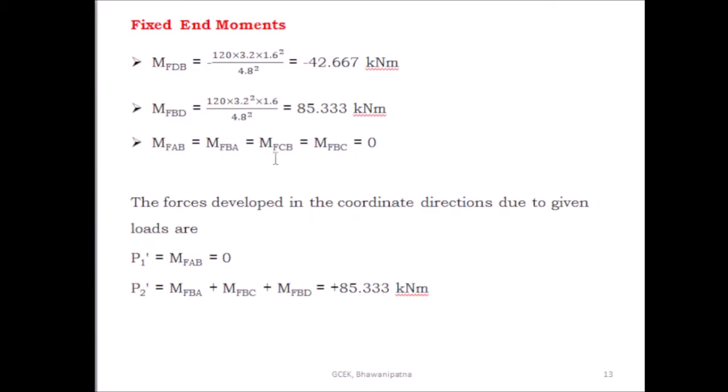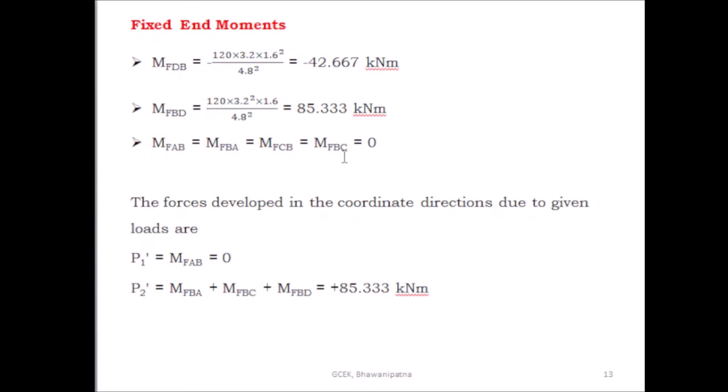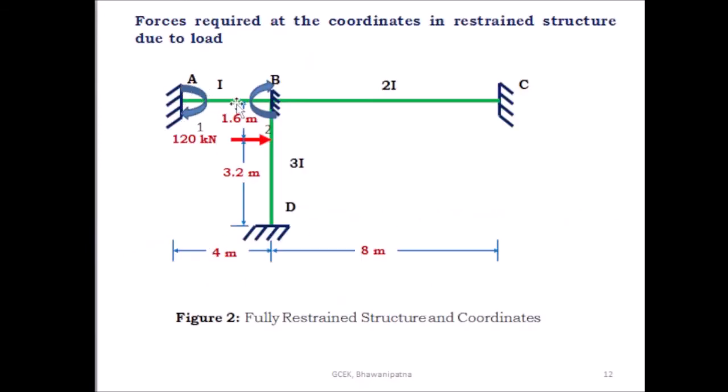MFAB, MFBA, MFCB and MFBC are 0 because there is no loading on spans AB and BC. So you get moments only at D and at B due to this load, MFDB and MFBD, only these two moments. Now you have to find out the forces developed in the coordinate directions due to the given loads. This is coordinate 1 and this is coordinate 2, so you have to find out the force at coordinate 1, given the fixed end moments you are getting.